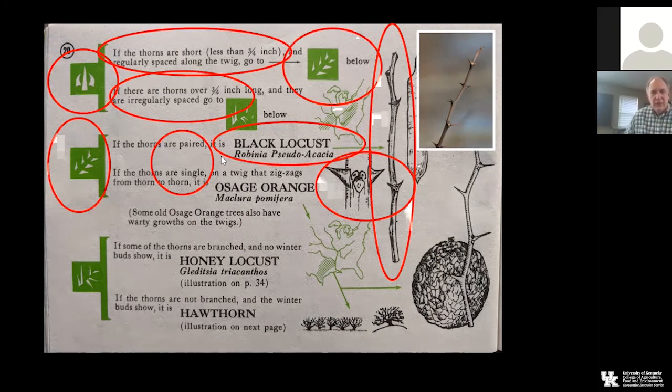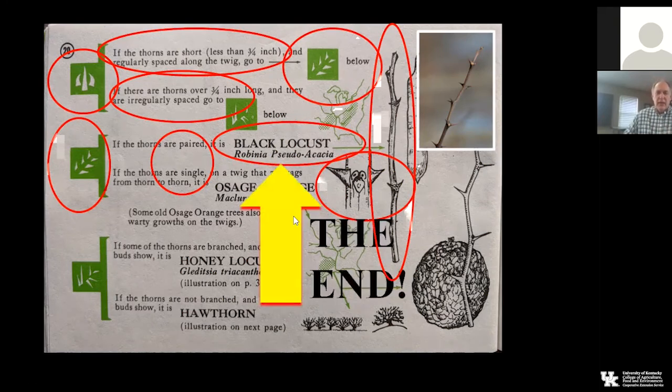Here's your Latin for the day, folks. Robinia pseudoacacia. That is a black locust. So in essence, we're done. We have isolated this particular species of tree simply by going through the process.